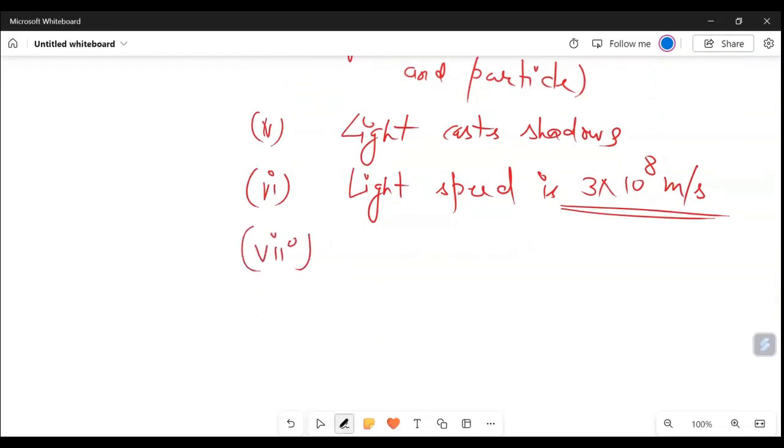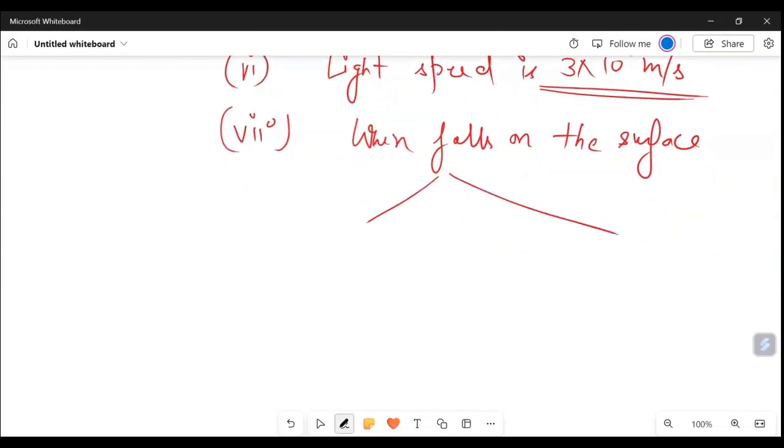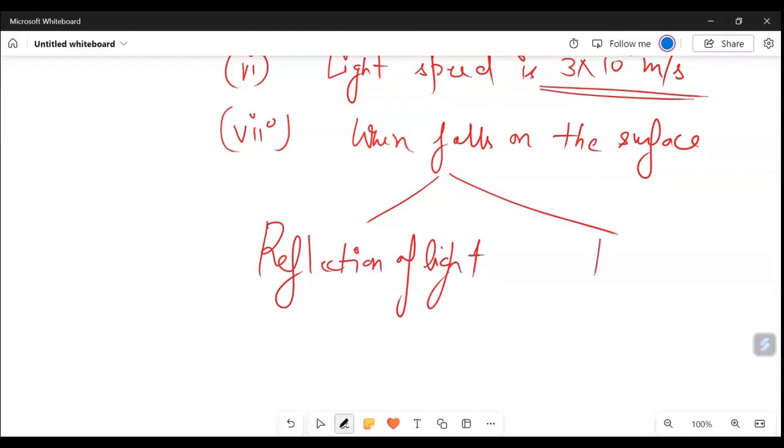The second thing is when light falls on a surface. When light falls on a surface, two phenomena are going to happen. What are those two phenomena? Can you define them? The surface can be anything, like a layer of the sea, or glass, or a normal book, any surface. When light falls on a surface, two phenomena happen. One is reflection of light. The other one is refraction of light.